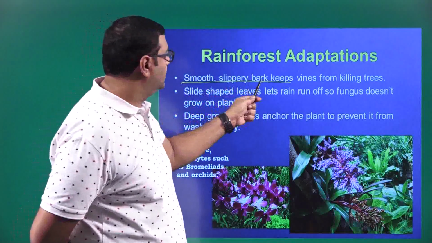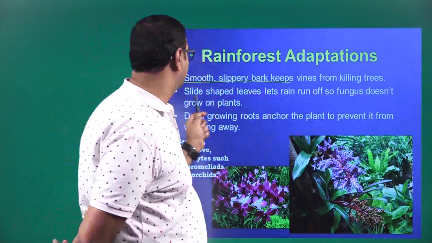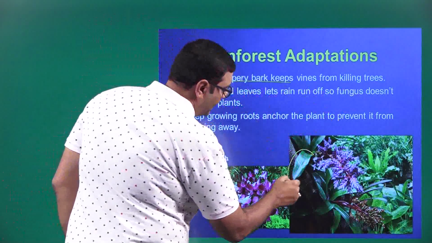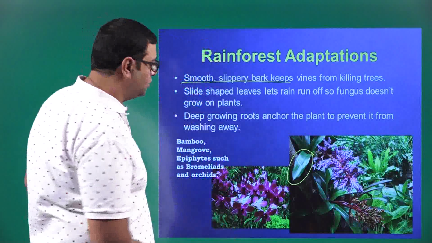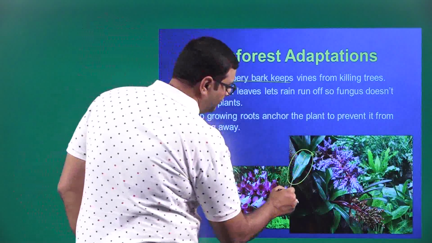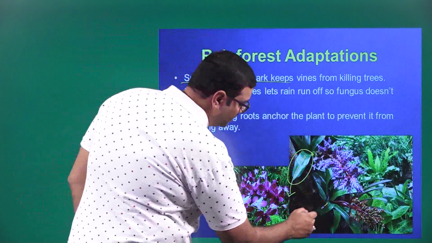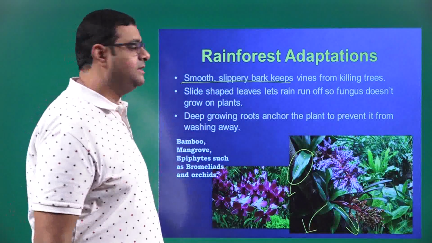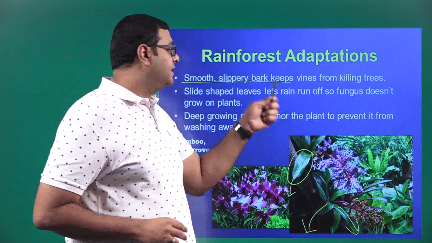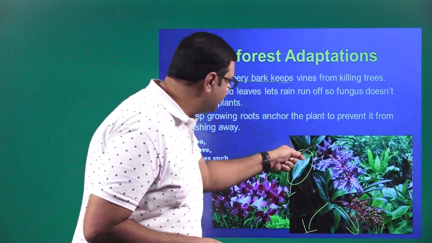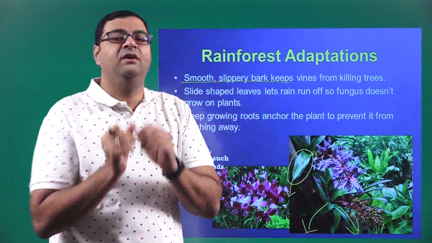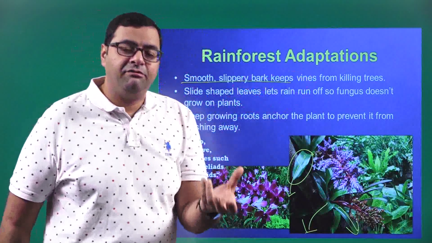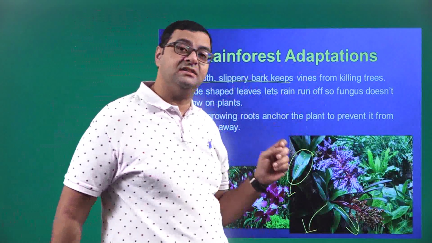Slide shaped leaves let rain run off so fungus doesn't grow on the plant. Now if you see here, the leaves are slide shaped. So if water is falling here, it will definitely drip down. The water will definitely drip outwards. Now when the water is dripping outwards, that means what? The fungus cannot grow. Now say for example, if this entire leaf is moist and it is holding water, then what will happen? There can be various other organisms resting on it, depending on the leaf for its food. Majorly fungus is the main reason.